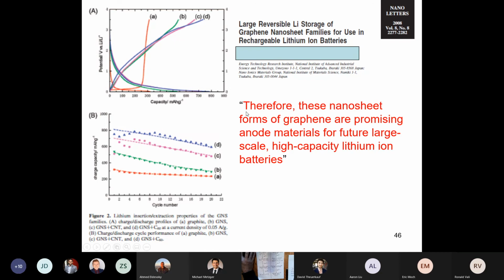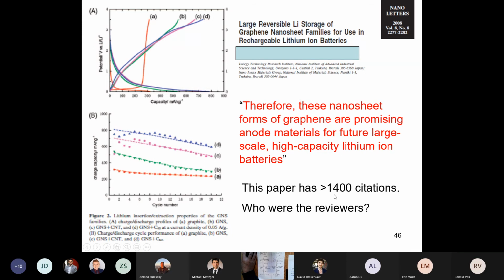This is a quote from the paper. Therefore, these nanosheet forms of graphene are promising anode materials for future large-scale, high-capacity lithium-ion batteries. More than 1,400 citations. Totally useless. Who were the reviewers? Okay. These are things you have to ask yourself when you see stuff like this. You just think, what the hell?